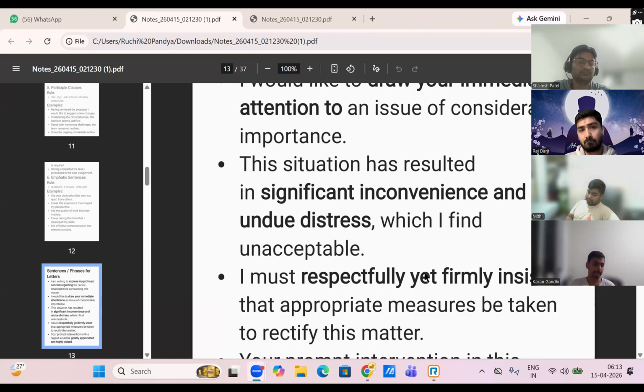Yes, undue distress, correct, absolutely, ma'am. Ma'am, can I ask you something? Undue means inappropriate, right? So can we use erroneous, or is that a different meaning? Erroneous means full of mistakes, so it will be slightly different. Erroneous is like a mistake happening, and this is not exactly a mistake, so it is different.